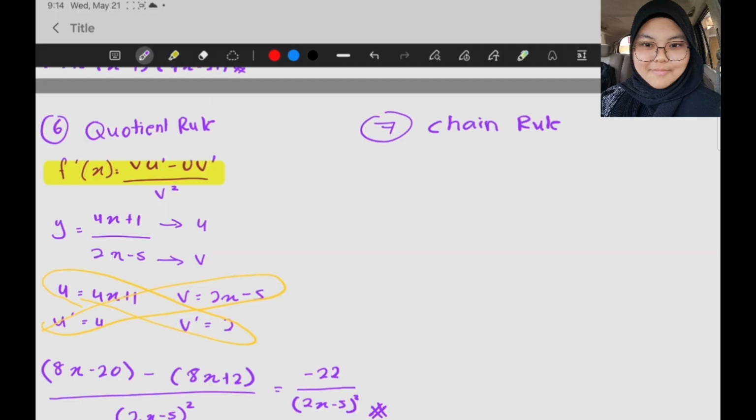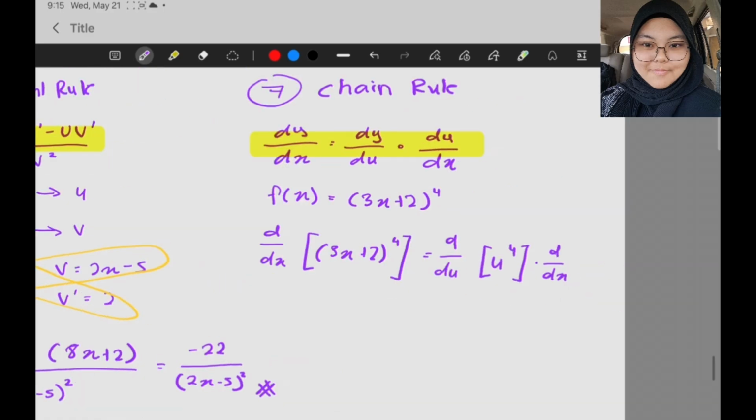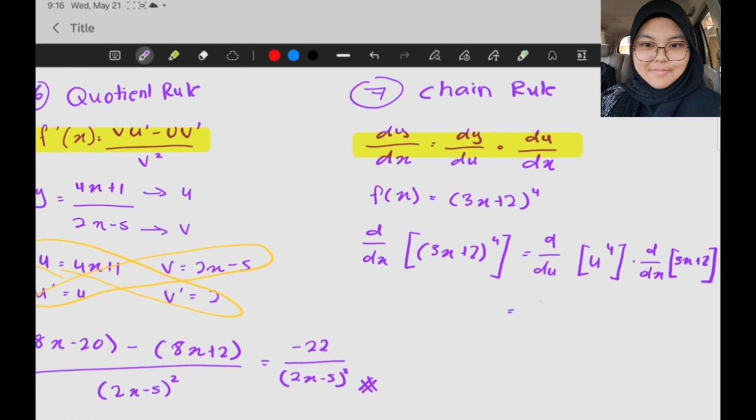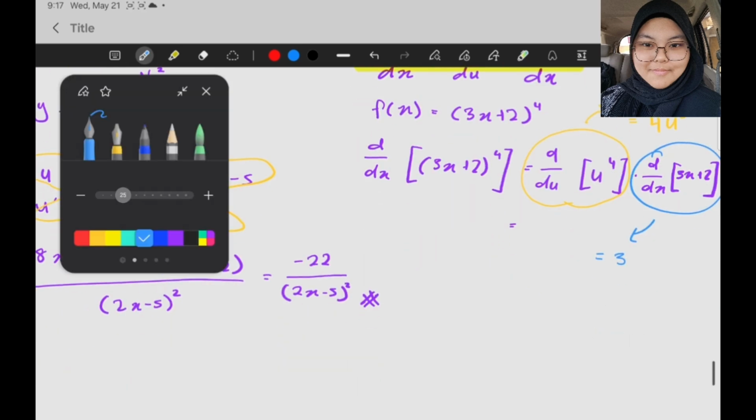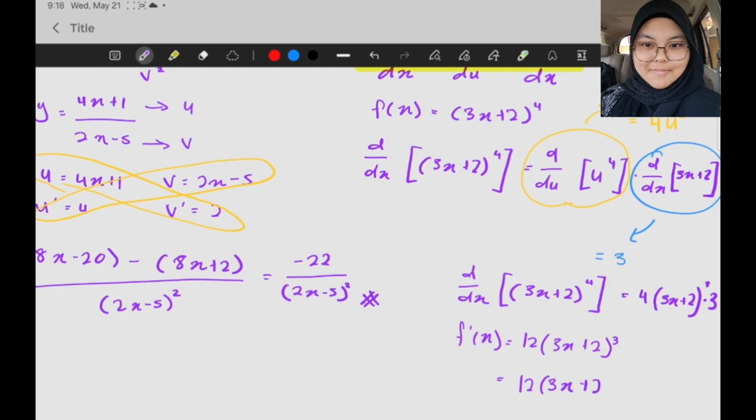Now I will explain the chain rule. The chain rule is used when we have a composition of functions. For the example question here, we're going to separate them as dy and dx and differentiate each of them separately. After we differentiate each of them, we will multiply dy with dx, so we're going to get the last answer. So that's how we use the chain rule.